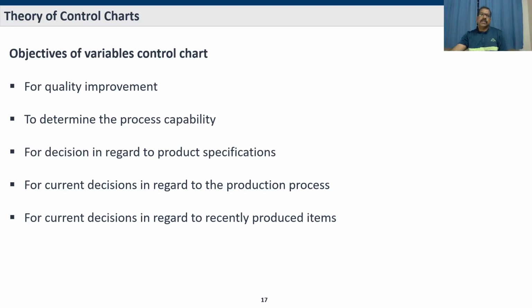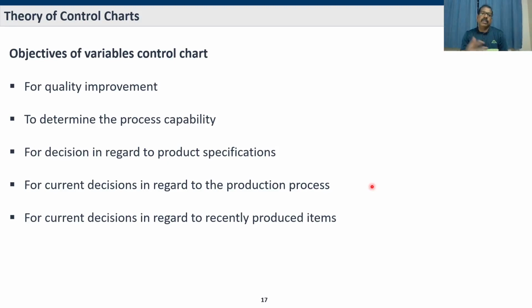So, what is the objective of the variable control chart, for what purpose do we use it? Of course, control charts are useful for improving quality and also for determining process capability, and for decisions in regard to product specification, for current decisions in regard to the production process, and also for current decisions in regard to recently produced items. The production process involves the product also. So in order to make decisions, we will be using control charts. That is the objective of control charts.